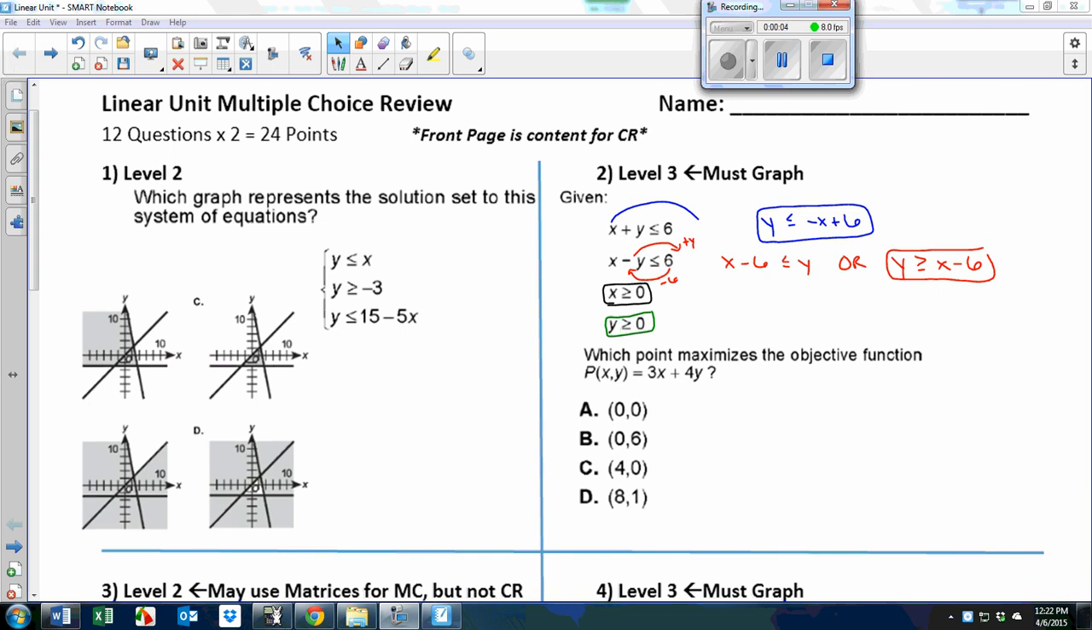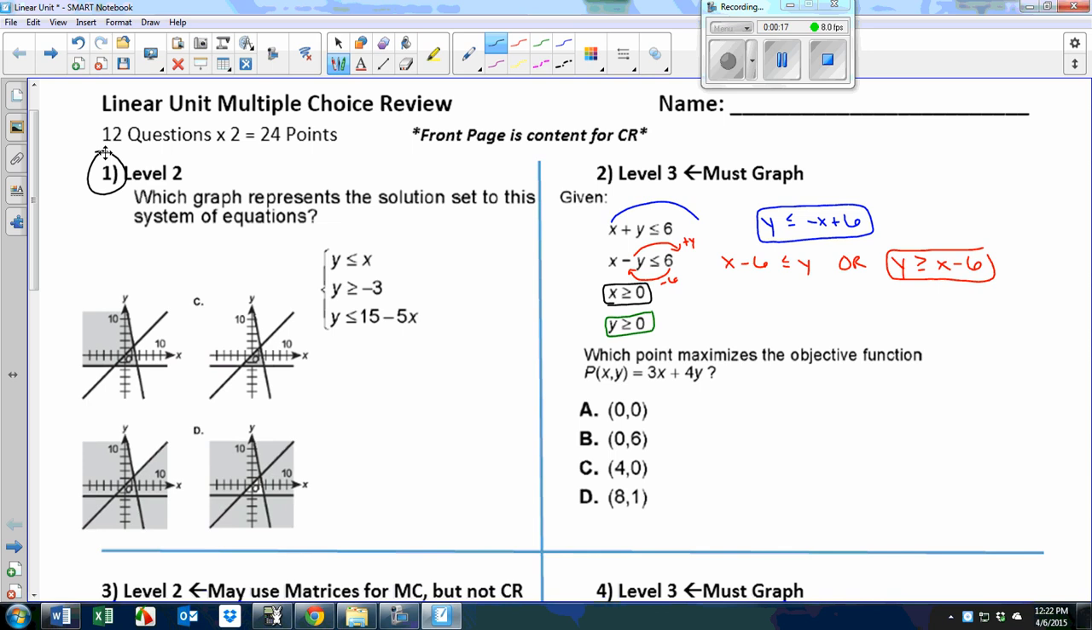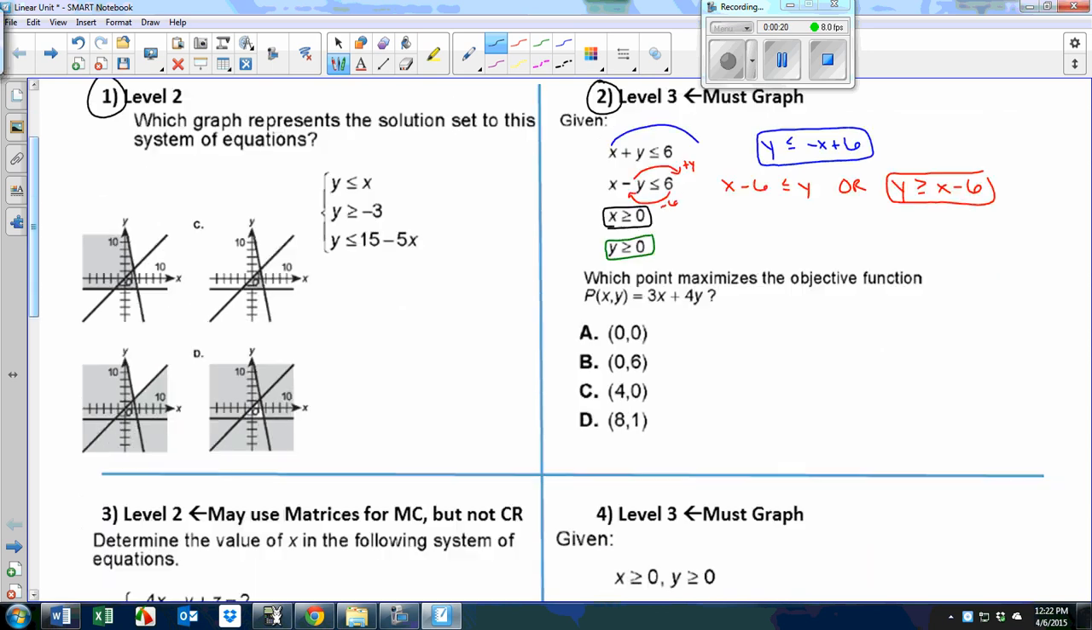All right, this video is the linear unit review. The constructed response number 10 is going to require you to graph the system of inequalities and find the maximum and minimum. Questions 1, 2, and 4 on the multiple choice will be sufficient to review that. So I'm going to start with question 1 because the graphs are already there.